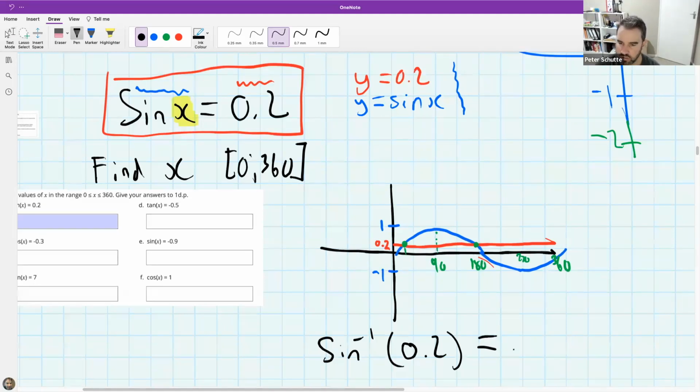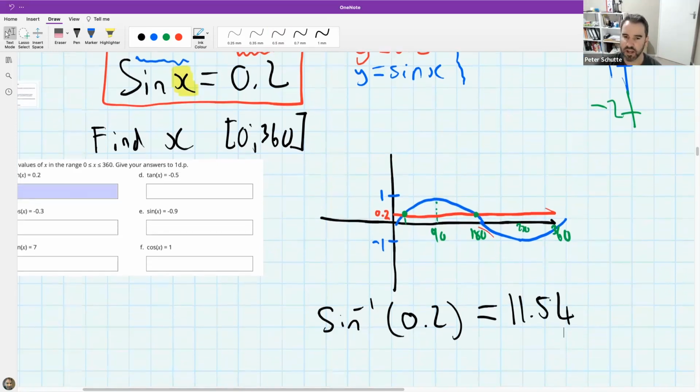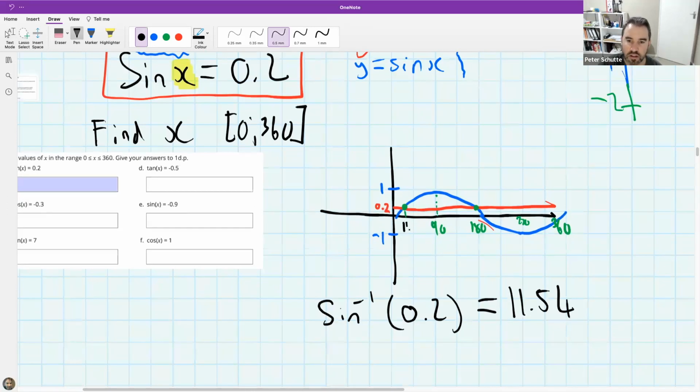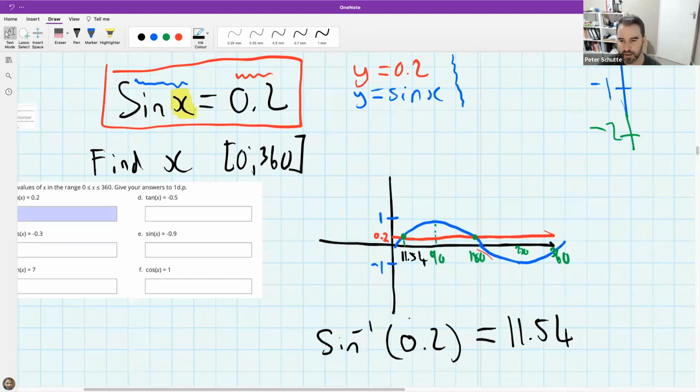Okay, so the answers that I'm seeing in the chat are 11.54, or 11.5 if we round off. And so the one answer to this question is going to be 11.54. And just check in your calculator. If you type the sine of 11.54, do you get something very close to 0.2? So we're just going to check our work. If I go the sine of 11.54, do I get something close to 0.2?